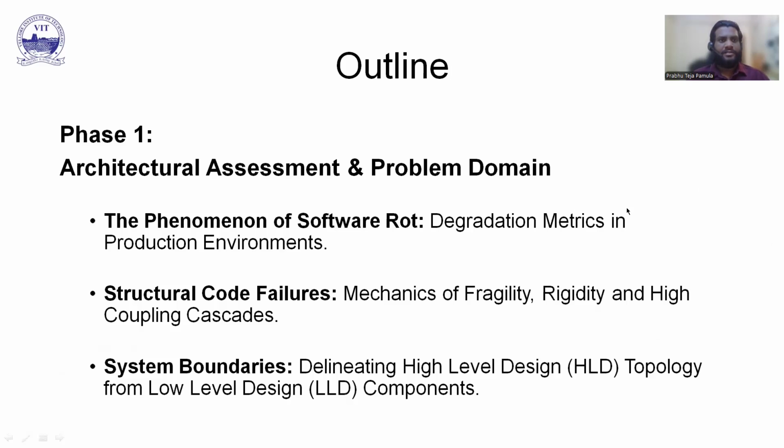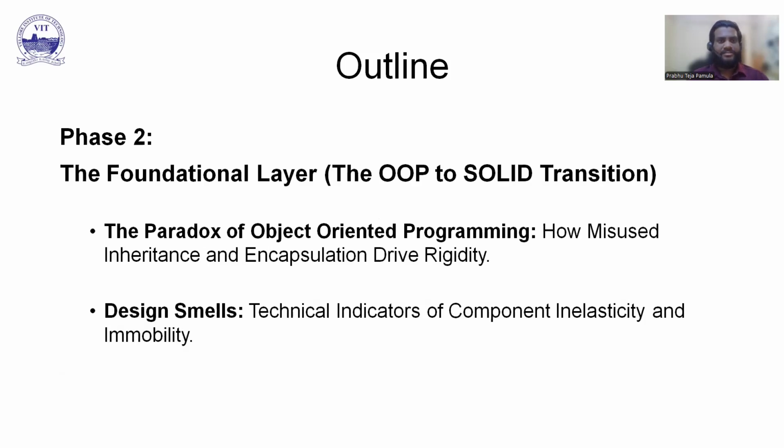The outline. Phase 1, Architectural Assessment and Problem Domain: the phenomena of software rot, degradation metrics in production environments; structural code failures, mechanics of fragility, rigidity, and high coupling cascading; system boundaries, delineating high level design, HLD, topology from low level design, LLD components. And Phase 2, Foundation Layer, the OOP to SOLID transition.